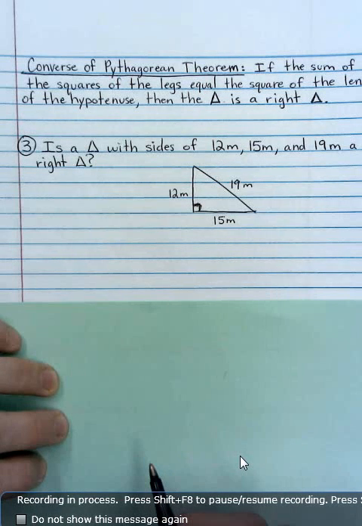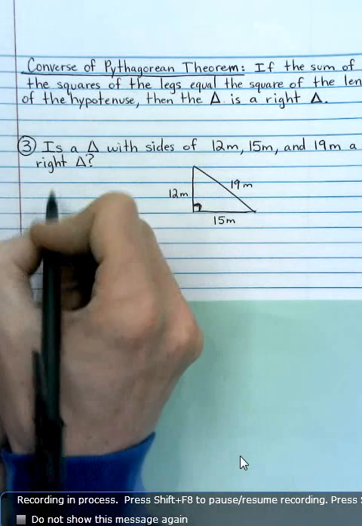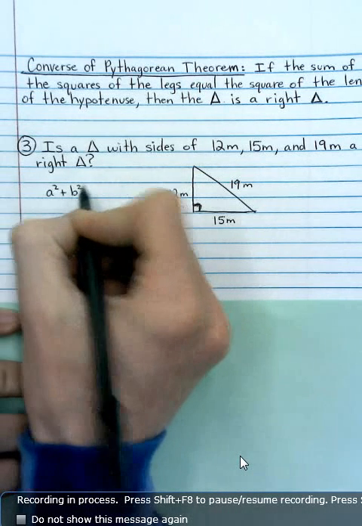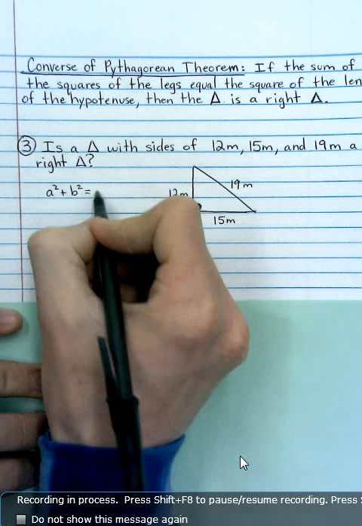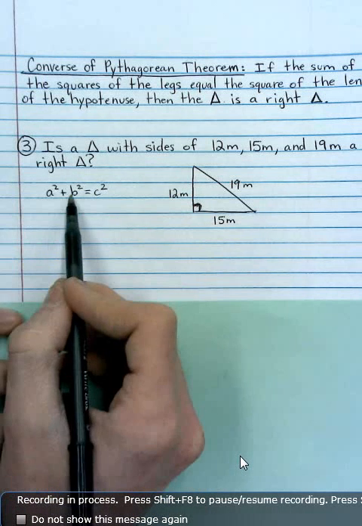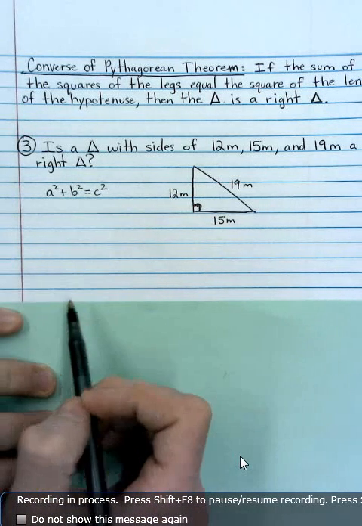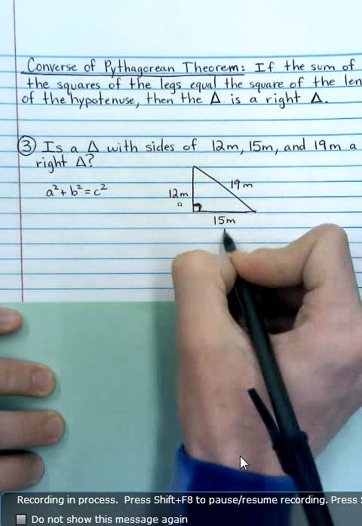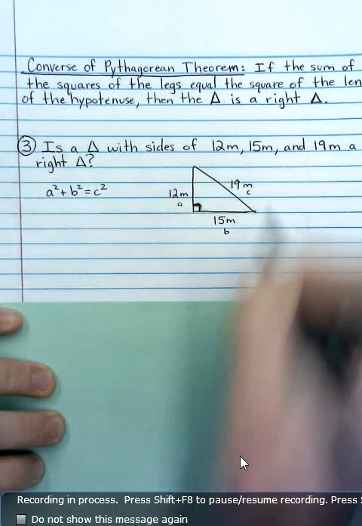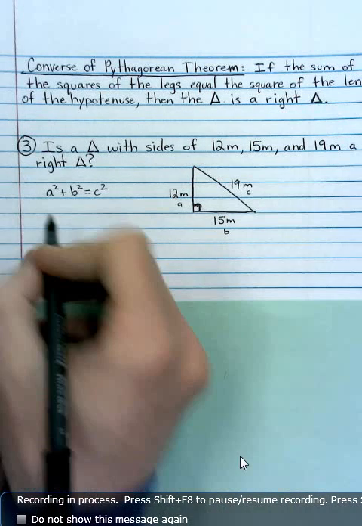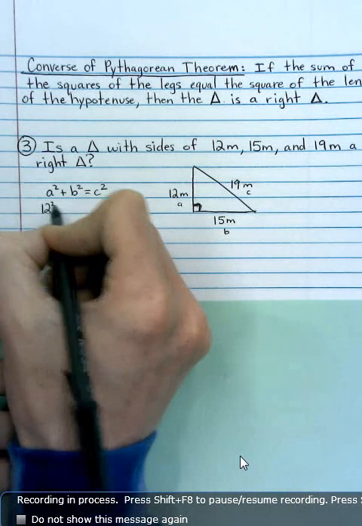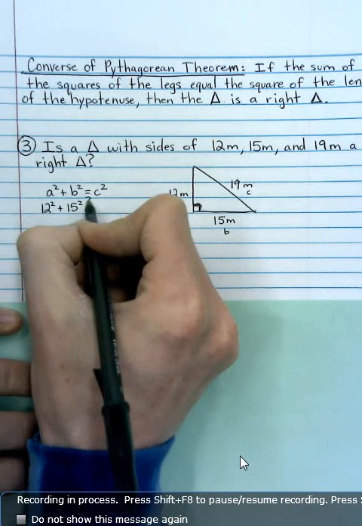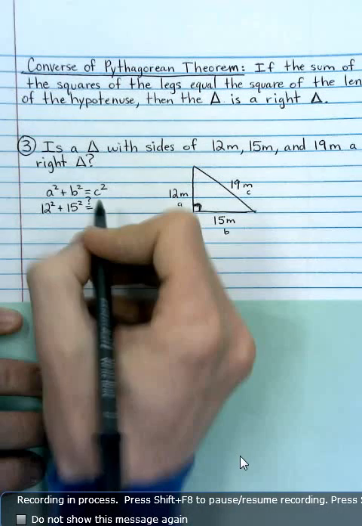We're going to use the Pythagorean theorem. So once again, a squared plus b squared equals c squared. We want to see if the left side is going to equal the right side. So let's plug our numbers in. I'll call this a, I'll call this b, and of course the hypotenuse is c. So 12 squared plus 15 squared, and it's a question. Does it equal 19 squared?